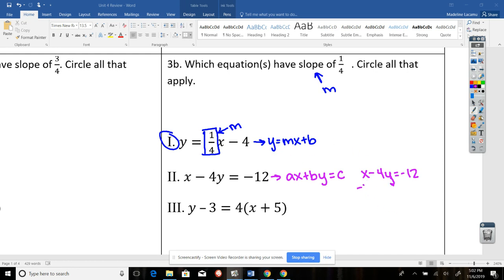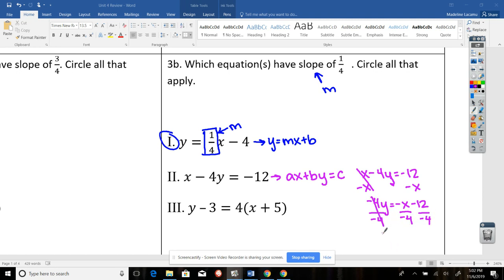So I need to get y by itself so it looks like this equation up here. So first I'm going to subtract x from both sides. So I have -4y equals -x minus 12. Then I need to divide by -4 to get y completely by itself.